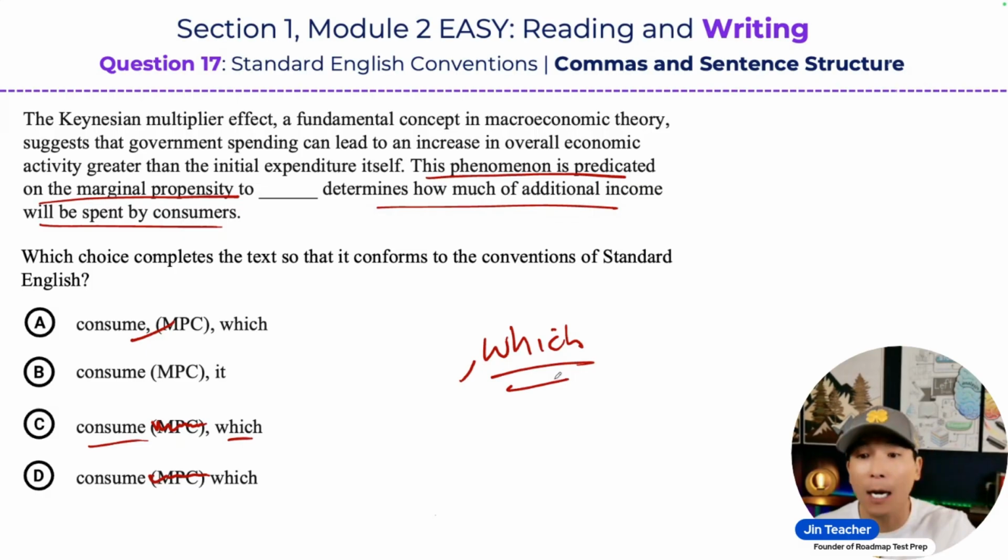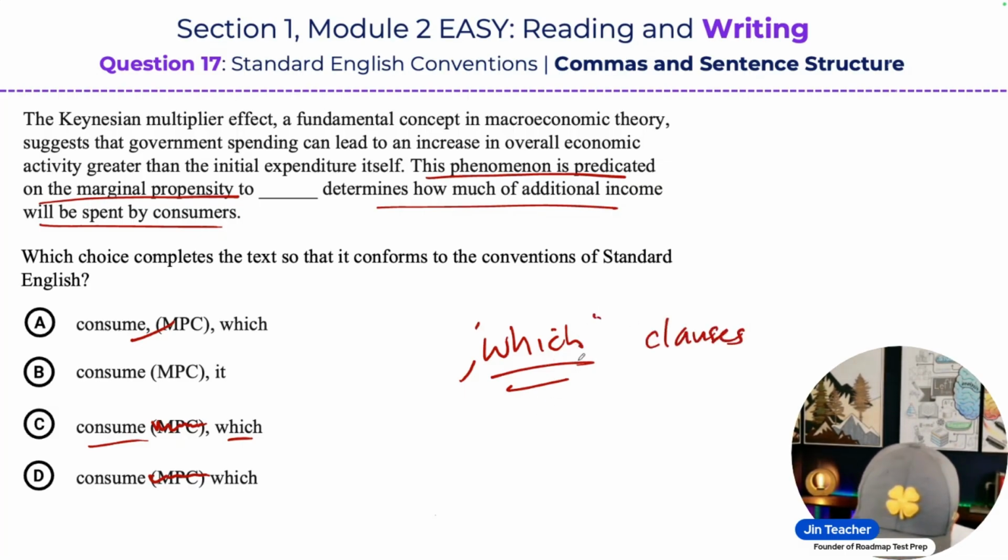And this is the second comma rule that I'll share with you guys for the day, is that when you have these which clauses, right? These which clauses are a type of dependent clauses called relative clauses.